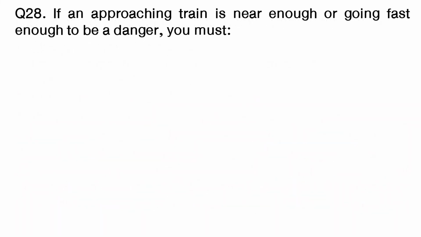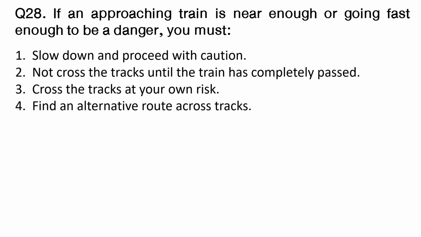Question: if an approaching train is near enough or going fast enough to be a danger, you must: option number 1. Slow down and proceed with caution. Option number 2. Not cross the tracks until the train has completely passed. Option number 3. Cross the tracks at your own risk. Option number 4. Find an alternative route across tracks.